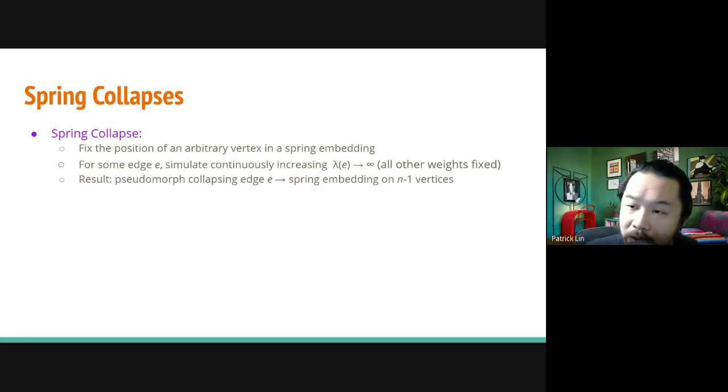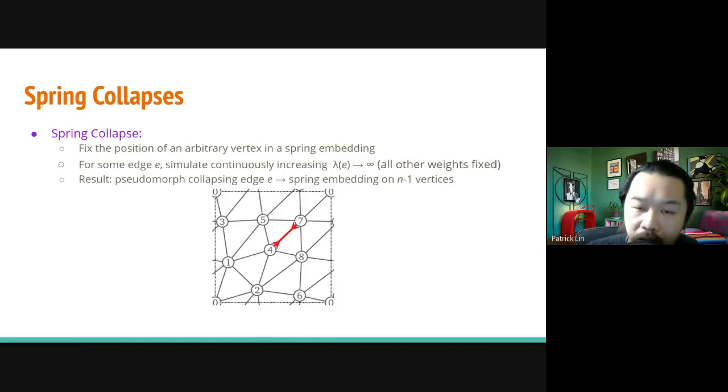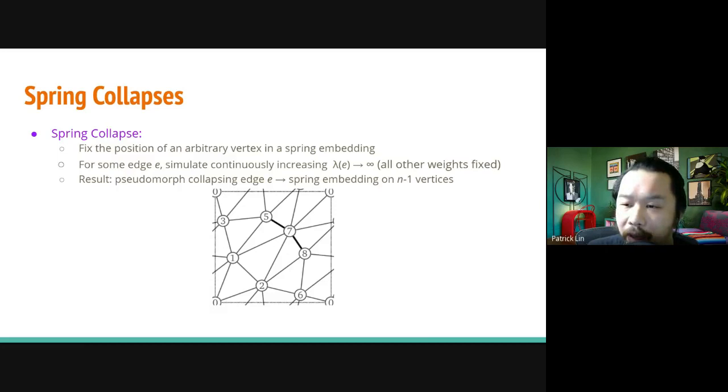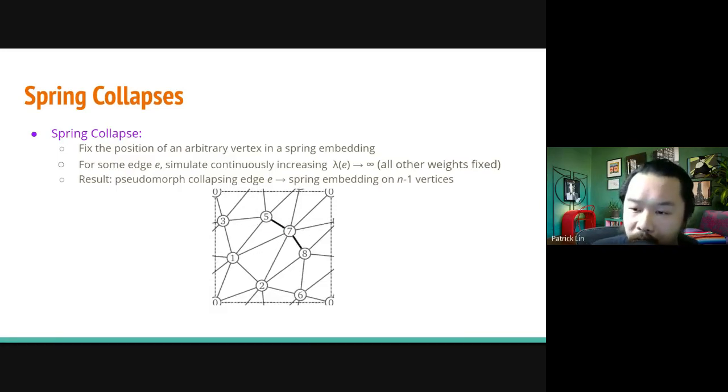And what happens is if we take the spring embedding and we look at its weights, or the weights on all the edges, and we take one of the edges and we increase the weight on that edge to infinity, it's going to look something like this. As it goes to infinity, it pulls the two endpoints closer and closer together until they coincide. And so now we have a pseudomorph that collapses this edge, and the result is another spring embedding, a spring embedding on n-1 vertices.